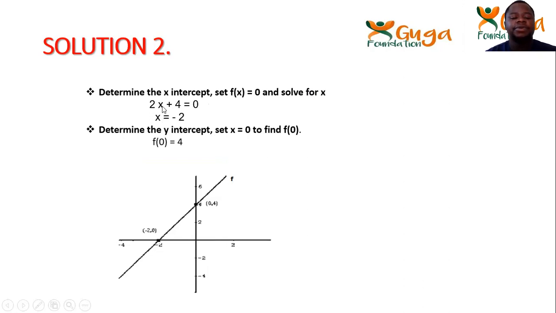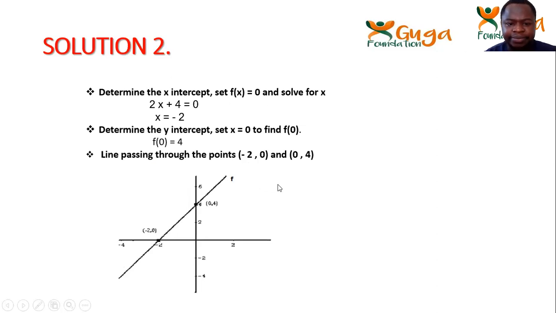So now determine the y-intercept, your x will be equal to 0. So f of 0 is equal to 4. So in other words, your coordinates are negative 2 and 0, and then you have got 0 and 4. Then you plot the points first, okay? And then after you use the ruler, you join the points. Then this is your function f.